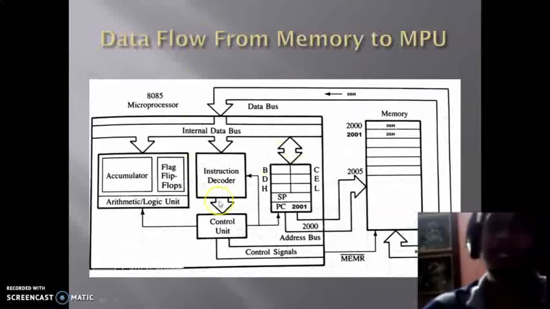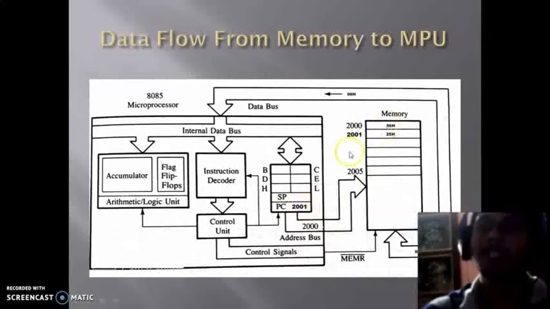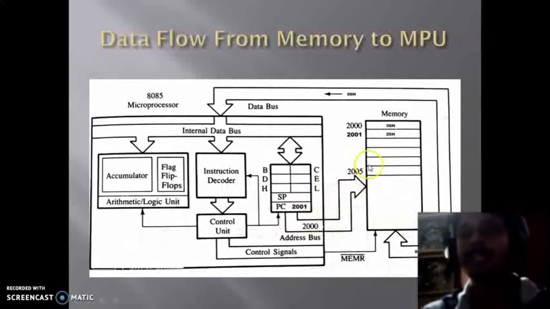Next, as 2000 is placed onto the address bus, the program counter will hold 2001. After the opcode phase operations, 2001 will be placed onto the address bus, and similarly the addressing is done, and 25 will be placed onto the data bus. The data will come through the data bus, and through the internal data bus it will be copied into B.